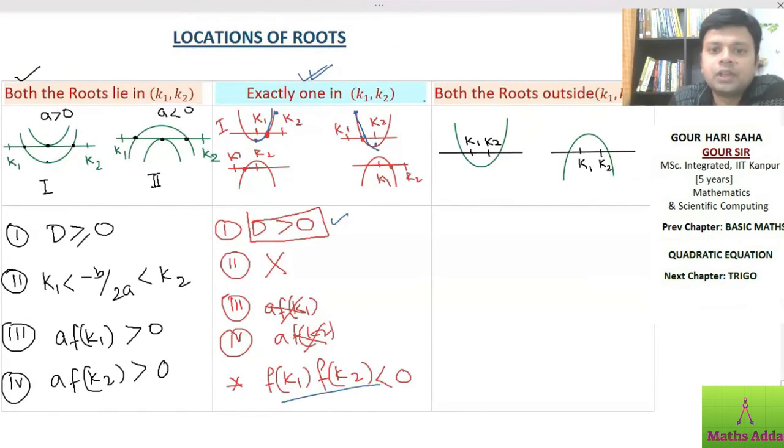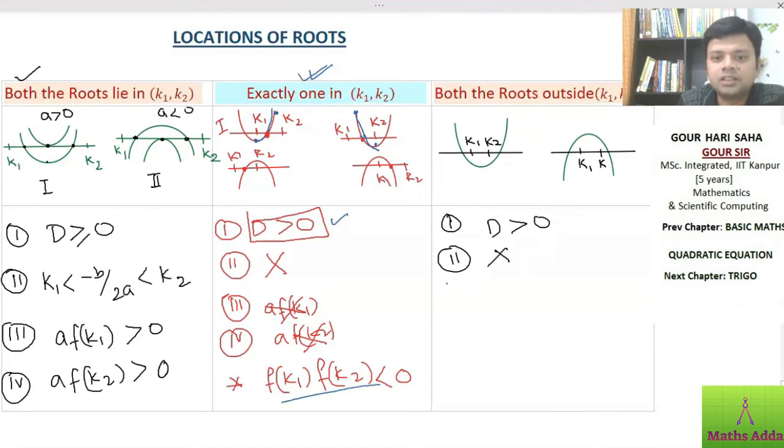Both the roots are outside K1, K2. So alpha, beta both are outside this interval K1, K2, right? So now observe and write all the conditions. So what will be D? I can see two distinct roots, D will be greater than 0. What can we say about vertex? Vertex we cannot say anything. So second thing, we cannot say.